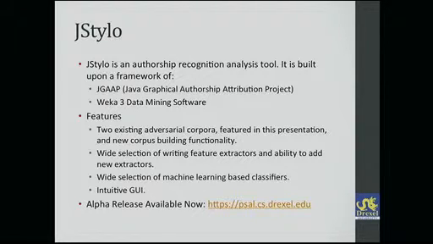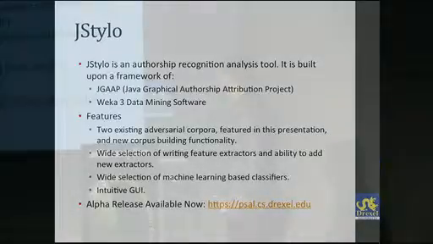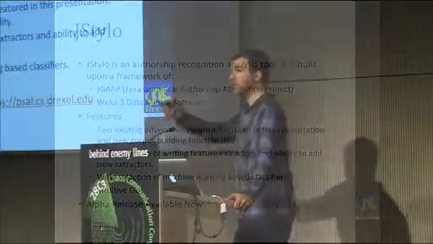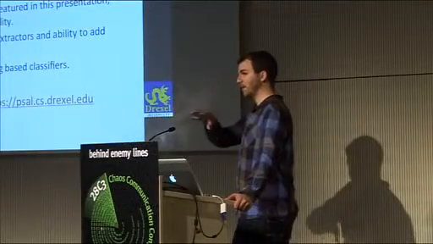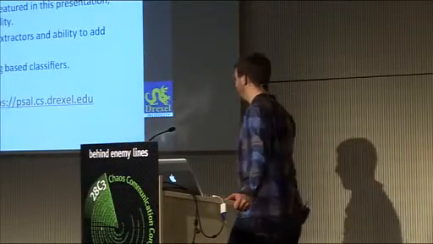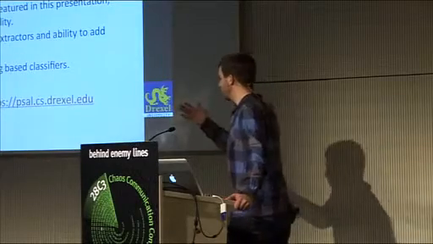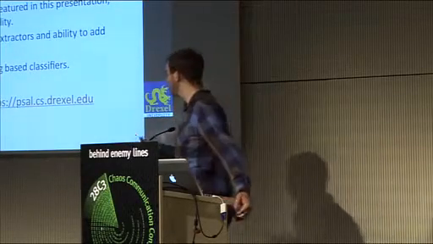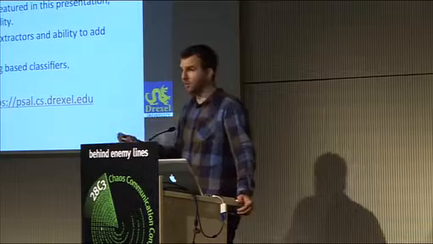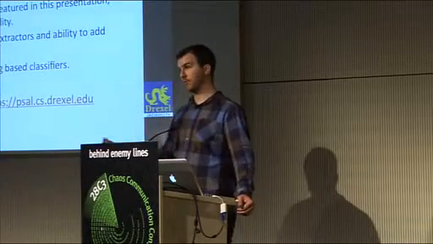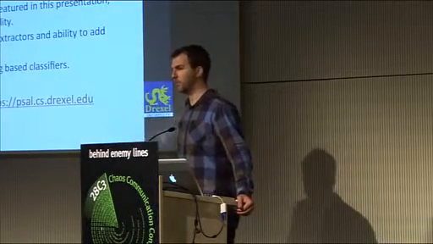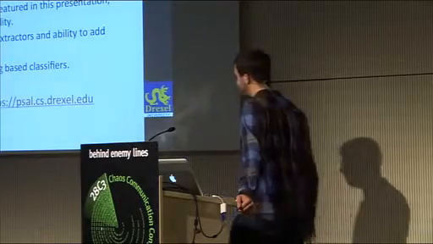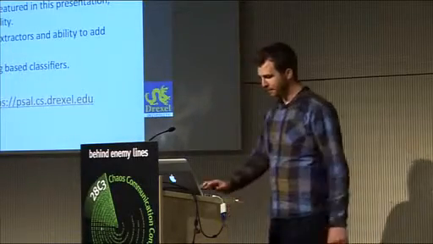There's a wide selection of feature extractors and the ability to add new extractors. Right now, if you want to add them, you have to write a function to do it and then recompile the code, but you can do it. But you can actually configure new features based on existing extractors right from the GUI. There's a wide selection of machine learning-based classifiers, mostly coming from Weka. And there is what we think is an intuitive GUI that walks you through the process of this research, step by step, which hopefully is helpful. And again, the alpha release is available now.